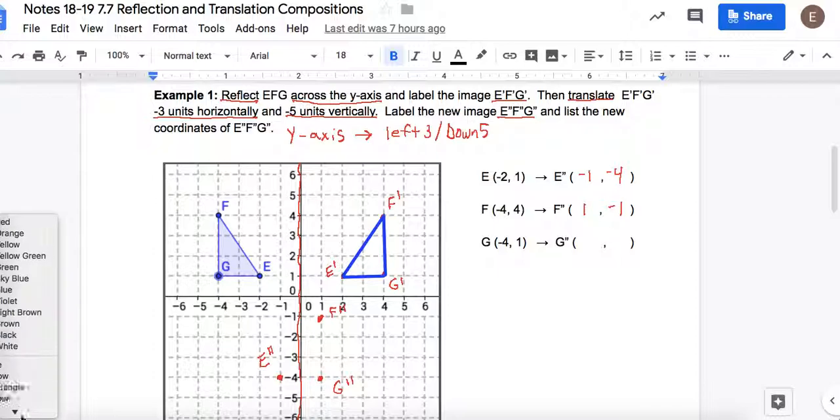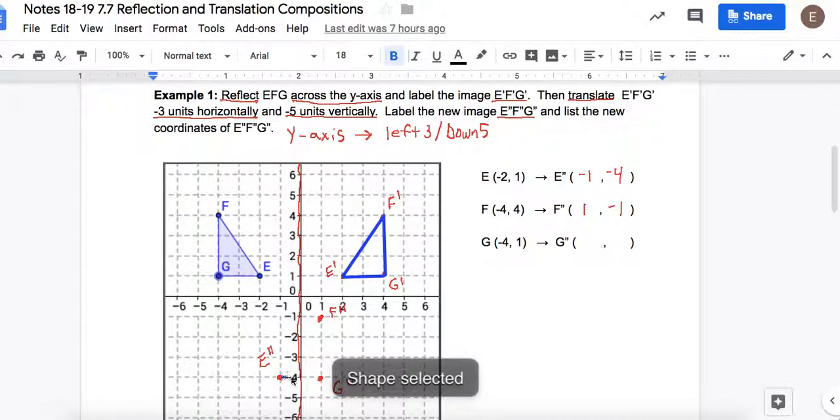Now we're going to take our ruler and we're going to connect those points. And now we've done a composition. So we reflected over the Y, we flipped it over the Y, and then we slid it or moved it left 3 and down 5. So notice we went from the original to E prime, F prime, G prime. Then we moved that shape to get E double prime, F double prime, and G double prime. So we're always doing the transformation on the previous shape that we made.